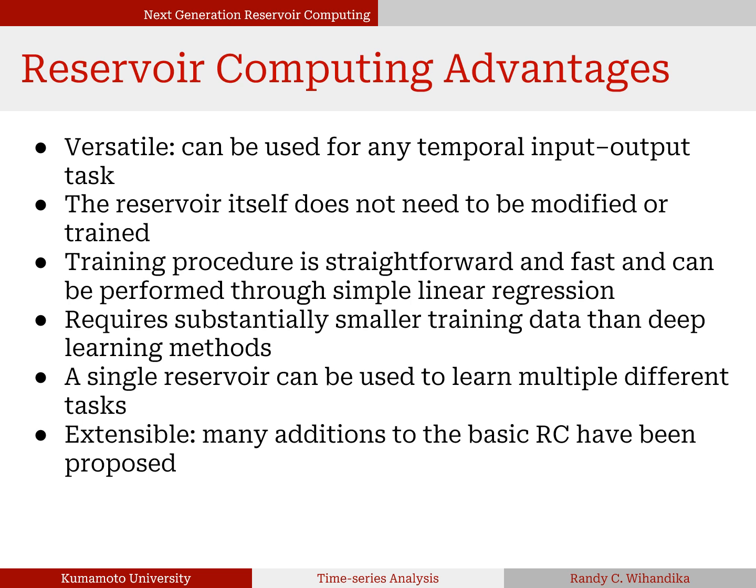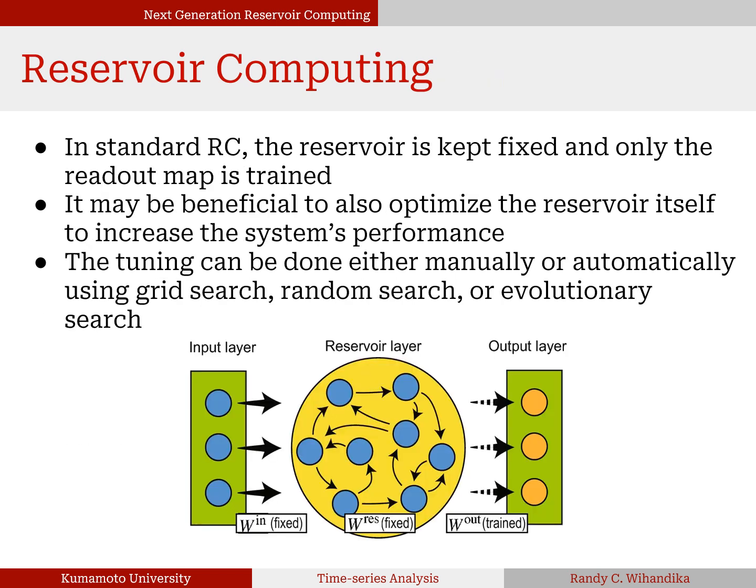There are many additions to the basic RC that have been proposed in many researches. In standard RC, like I have mentioned in the previous slide, the reservoir is kept fixed and only the readout map is trained. It may also be beneficial to optimize the reservoir itself to increase the system's performance. And the tuning can be done either manually or automatically using grid search, random search, or evolutionary search. So we can get the best of the reservoir that we can use in our system.